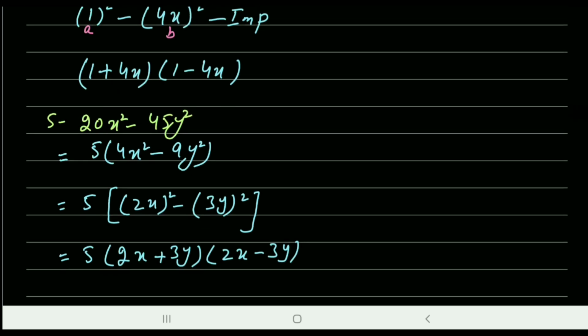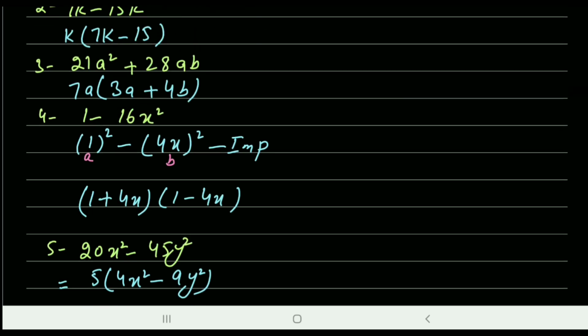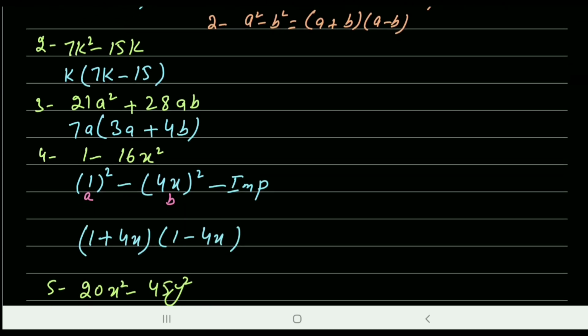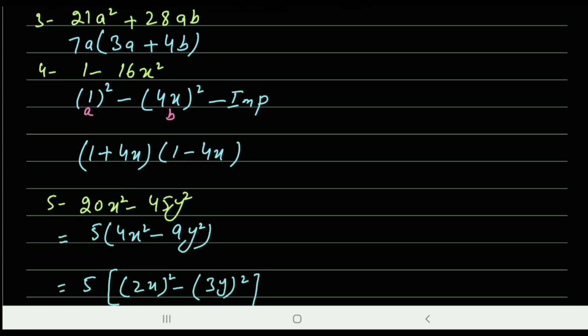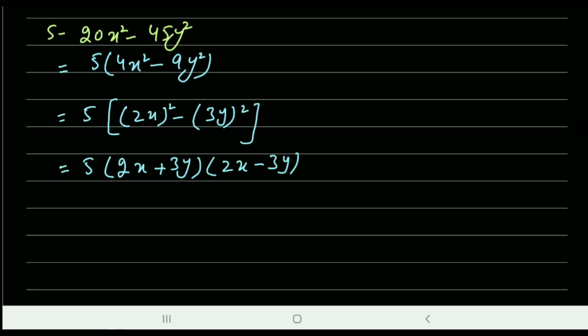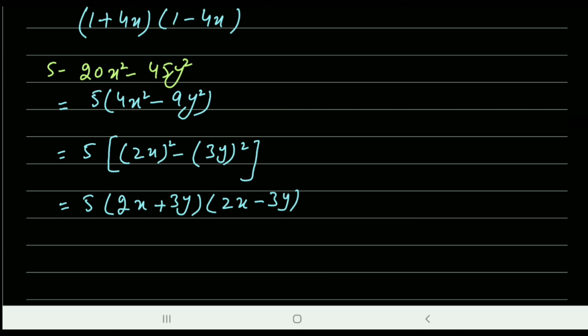Mostly these questions come for 2 marks, and the above questions, number 1, 2 and 3, come for 1 mark. Question number 4 and 5 types of questions come for 2 marks. So okay, question number 5 is done. Let's do 1 or 2 more questions.